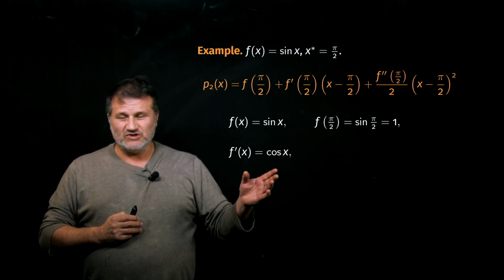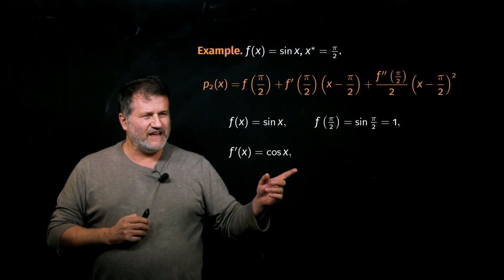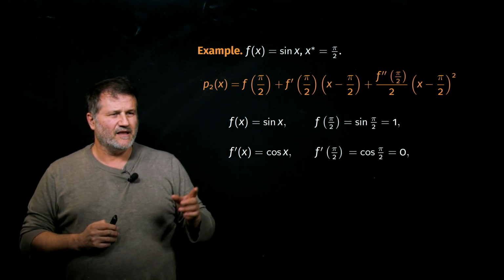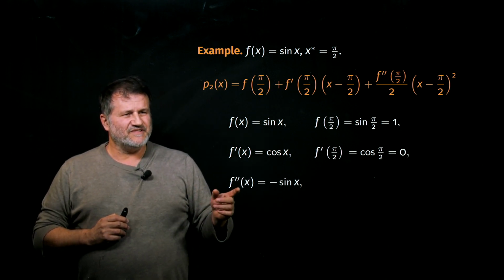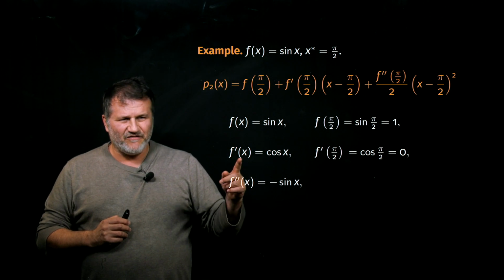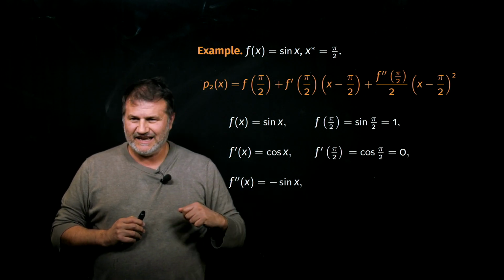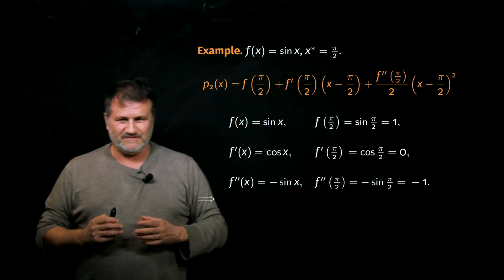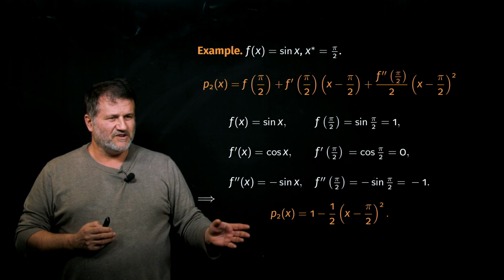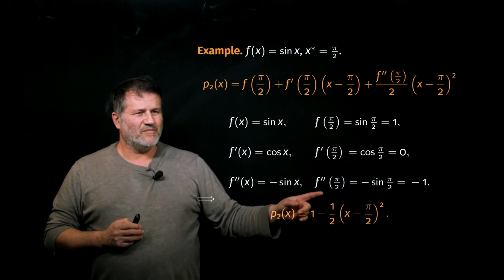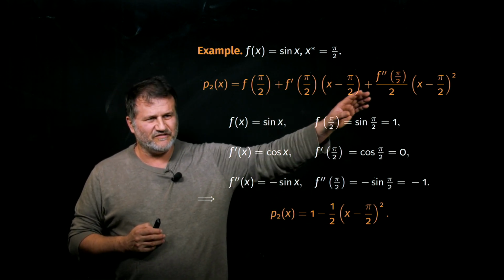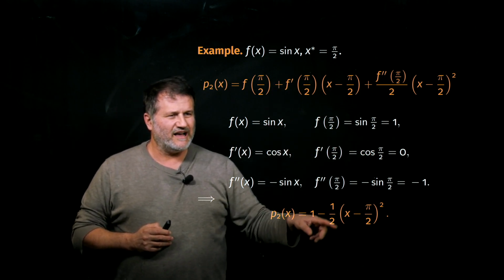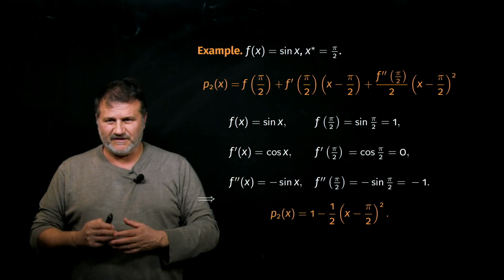f prime is cosine, the derivative of sine. So the value of f prime at point pi half is cosine of pi half, which is 0. And the second derivative of f, which is the derivative of f prime, is minus sine x now, and this has value at pi half equal to minus 1. So this yields this polynomial, p2 equals 1 minus 1/2. There is not the first order term because the coefficient is 0 here. So 1 minus 1/2 (x minus pi half) squared.